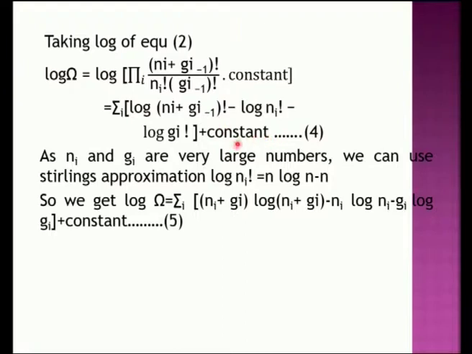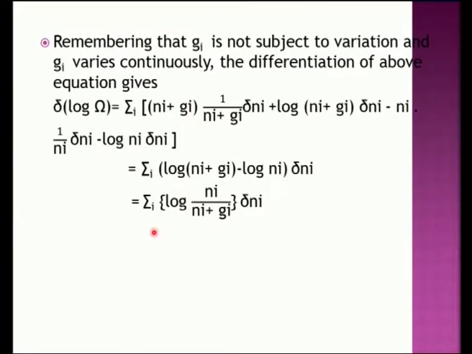Here this ni and gi are very large numbers. Again we can use Stirling's approximation, which says log of n factorial is equal to n log n minus n. By using this Stirling's approximation, we get log omega is equal to the summation over i of (ni plus gi) log of (ni plus gi) minus ni log ni minus gi log gi plus a constant. Keep this as equation 5, remembering that gi is not subject to variation and ni varies continuously.